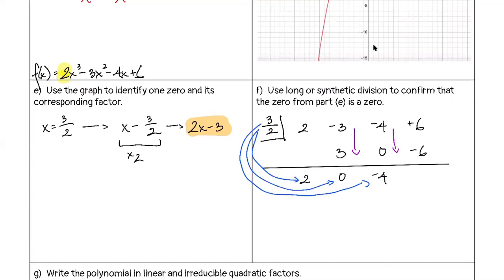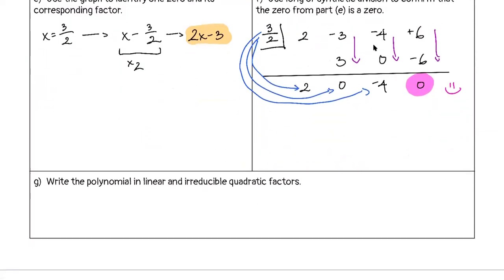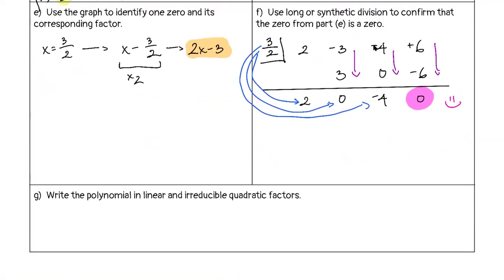Okay, so -6, and we add, and thank goodness we get a 0 at the end. That means we do have a factor. All right, we've confirmed it, we've checked with our picture, and we know that we have this as our factor.